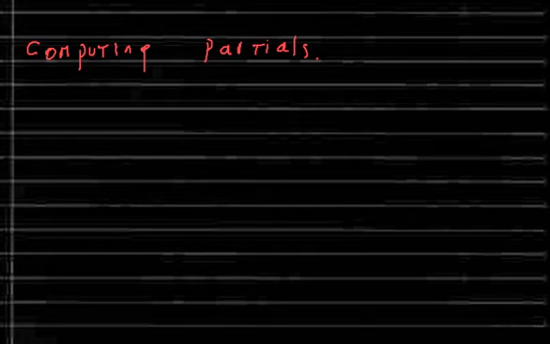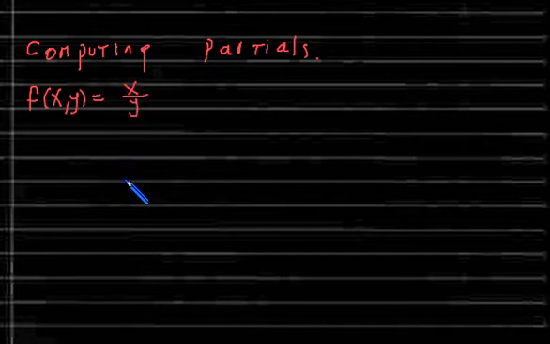Alright, so what I want to do is compute some basic partials here. Let me look at the function f of xy, and this is going to be the function, x over y. This is a function in R3. We could even probably graph this function if we wanted to. That would be quite simple. Let's actually see if we can graph this function right away.